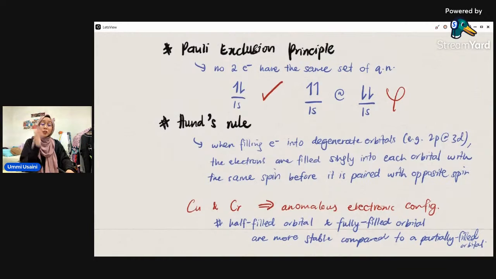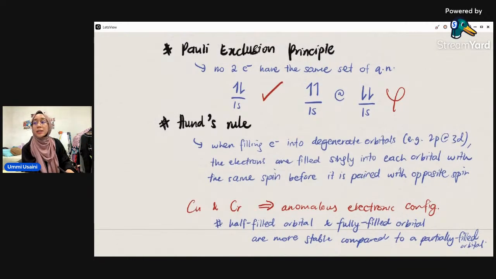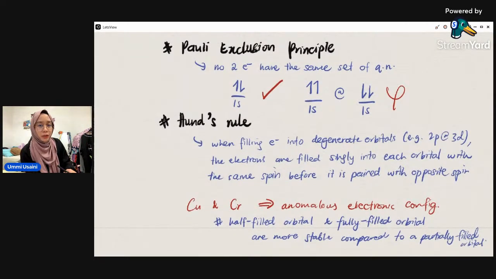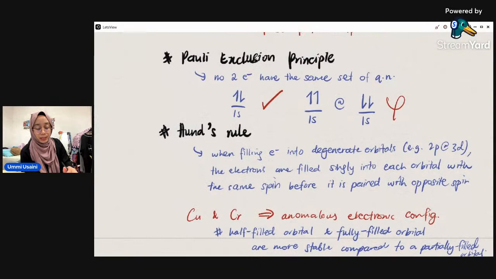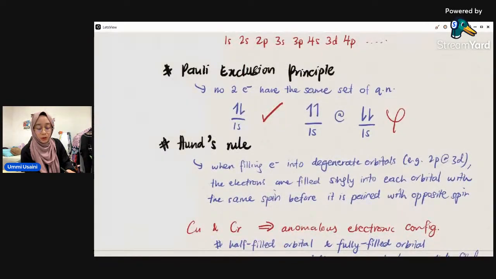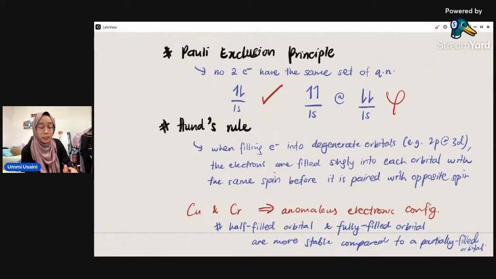Okay, but I'm not going to show to you lah. Miss Sasa, this one is maybe still new to you. Some of you might have just learned it this week, or just before we started our mid-sem break. Okay, so copper and chromium disobey the 3 rules above. So this is what we call anomalous cases for electronic configuration. So be careful with the questions given to you.